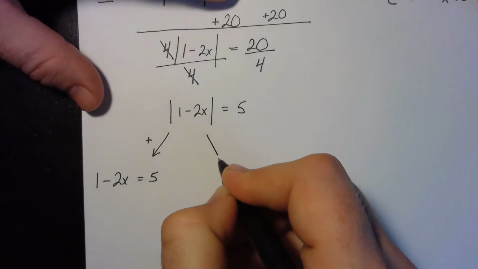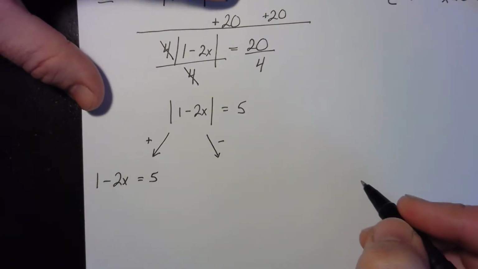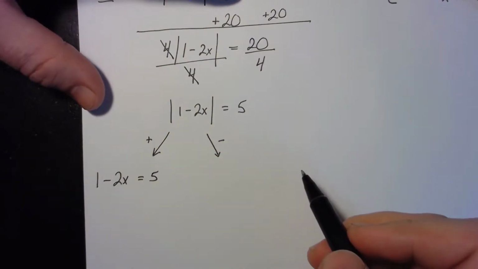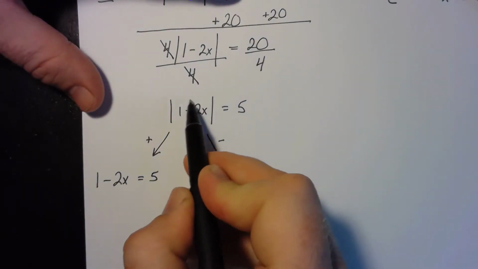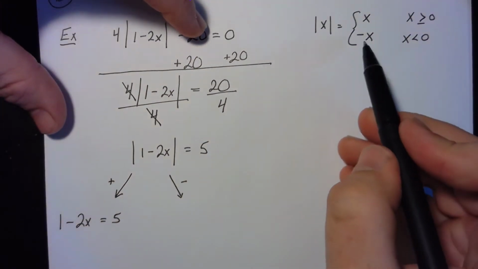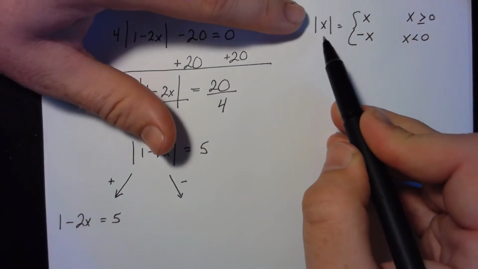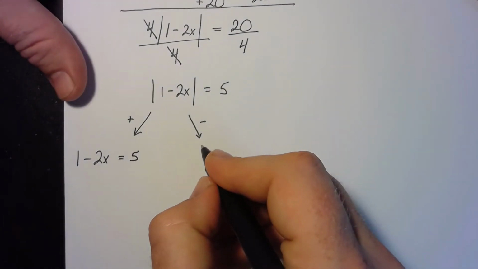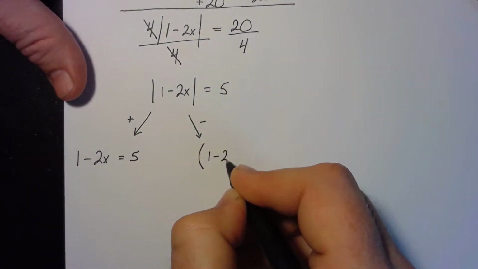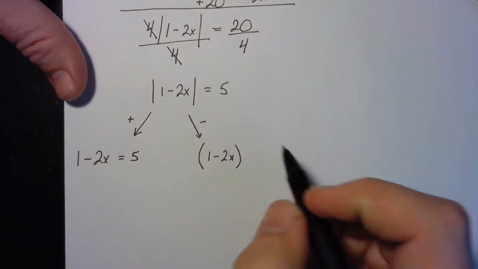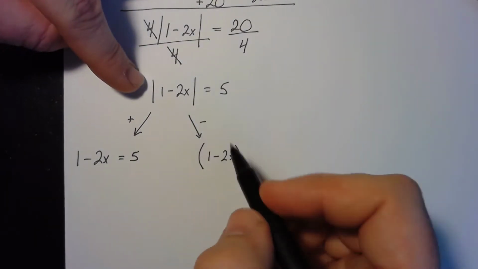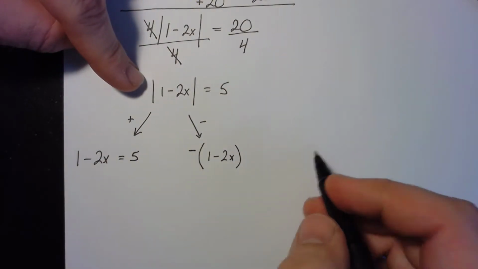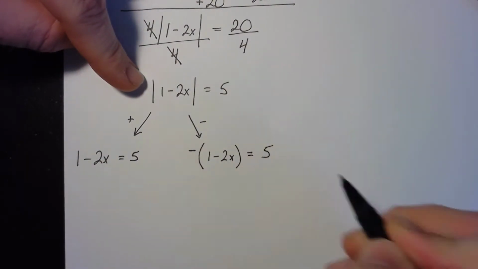So we must account for the fact that there could be a negative case, where this inside stuff, 1 minus 2x, happens to be a negative number. And if this inside stuff happens to be a negative number, the absolute value will remove itself and replace itself with a negative symbol. So in that case, I'm going to chuck the 1 minus 2x in parentheses, because again, the absolute value is a special set of parentheses. Everything inside that special set of parentheses will end up being negated, and it's still equal to 5.